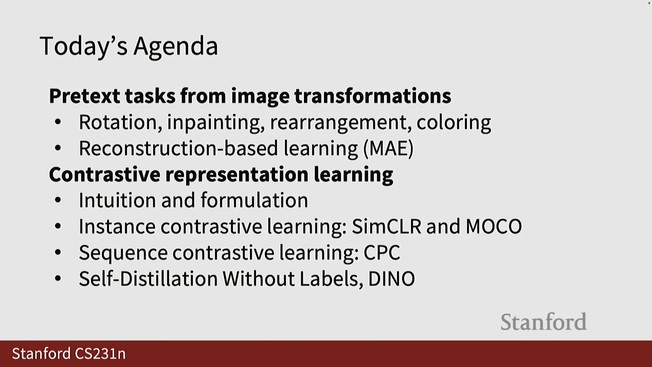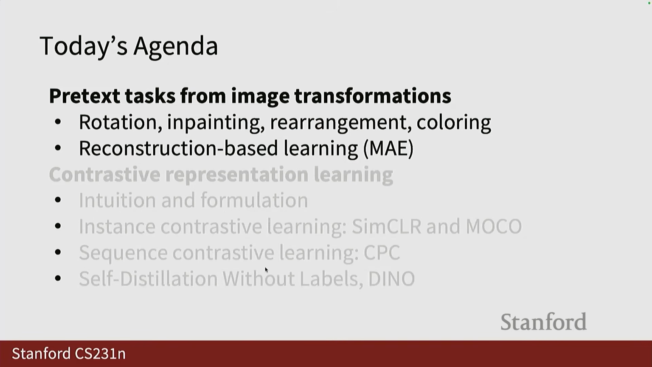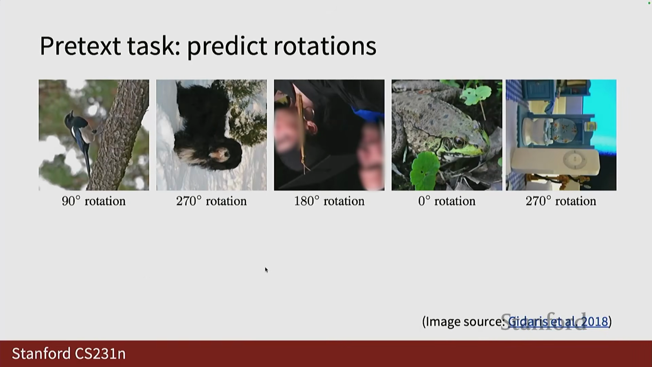So with that, today's agenda will cover some of these pretext tasks from image transformations, and then I will talk a little bit about a set of algorithms around contrastive representation learning that are slightly different from these image transformation-based pretext tasks, but have shown promise. So let's start with the first part, and there we will cover the tasks one by one.